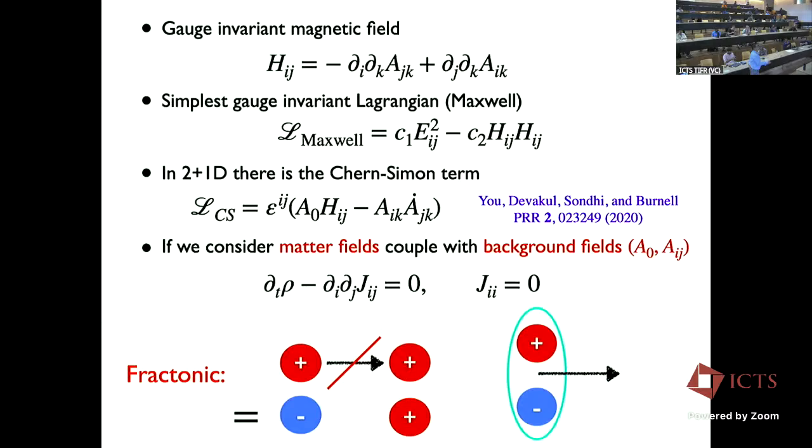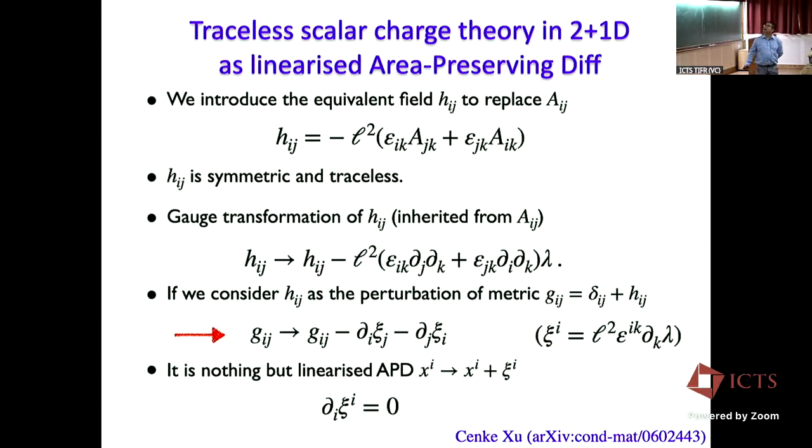So this paper discusses the Chern-Simons scalar charge theory. Here I try to convey that the Chern-Simons scalar charge theory in 2+1 can be thought of as a linearized version of area-preserving diffeomorphism. Here I introduce the field Sij, which is the same as Aij, but with some relation. From this explicit form, Sij is symmetric and traceless also. The gauge transformation of Sij follows from the transformation of Aij, with this form.